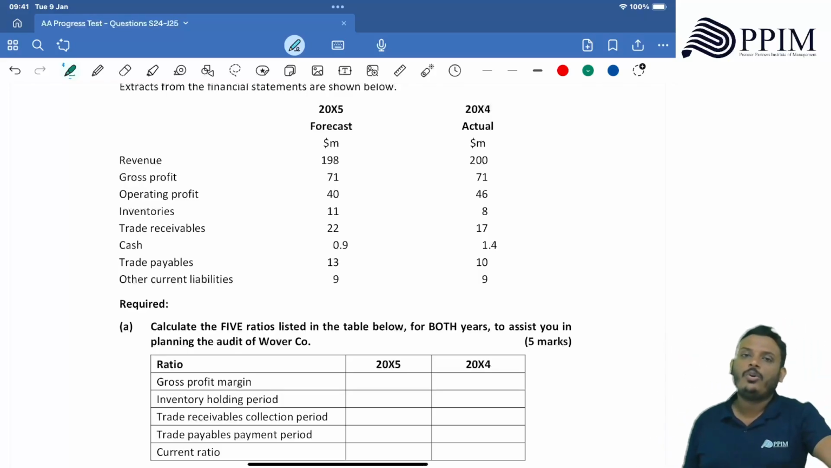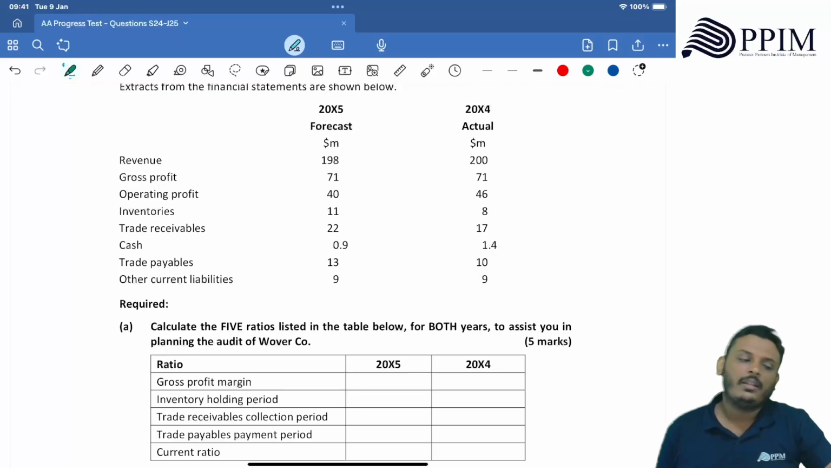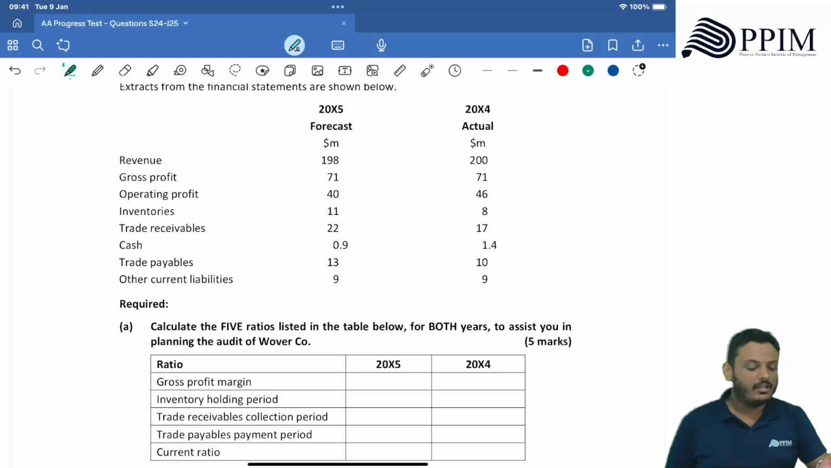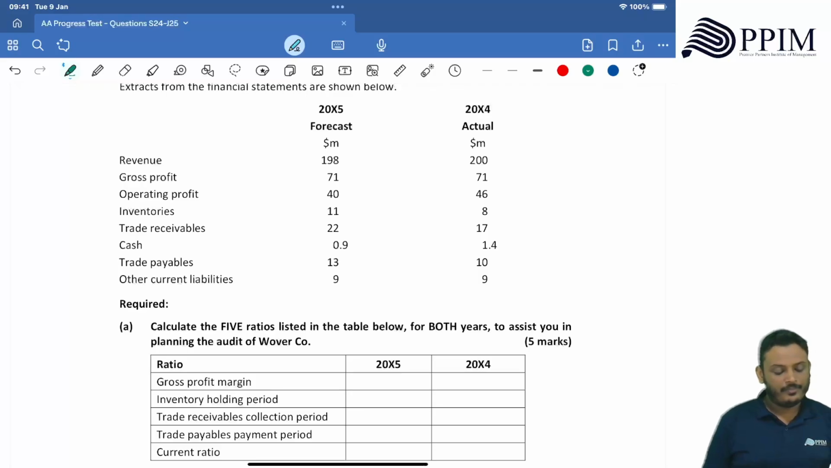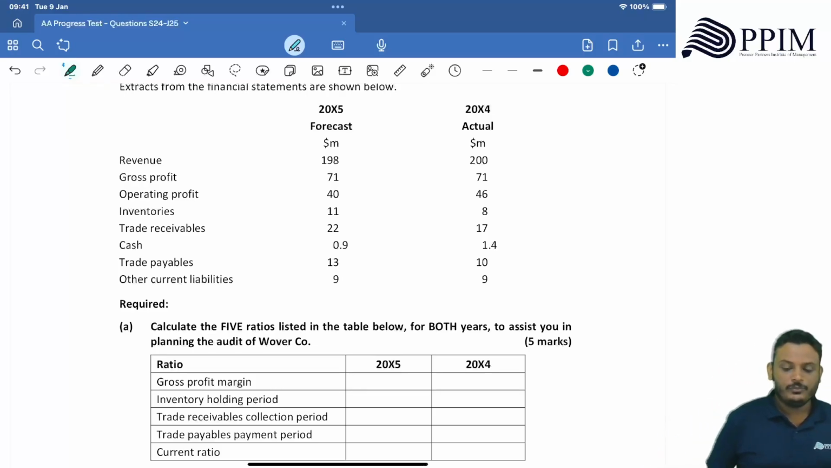You all know how to handle an ARP auditor's question. First, calculate the ratios which I asked you to calculate, then read the case study and pick the risk, then relate the ARP findings with the case study, then write your answer, right? First, find out both 2004 and 2005. Do it.